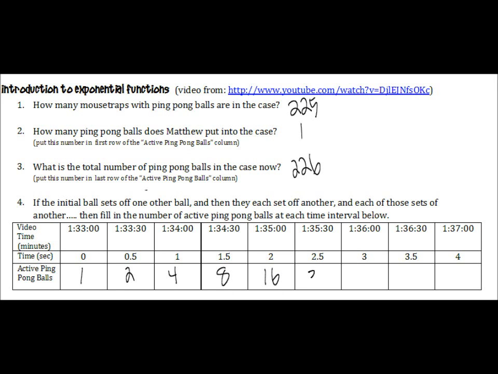16 times 2 is 32. 32 times 2 is 64. 64 times 2 is 128. Theoretically then, at time 4, we would have 256 active ping pong balls. However, since this is a real-life situation, this function maxes out at 226 because there's only 226 ping pong balls in that case. Take a second to graph the data on the grid below.